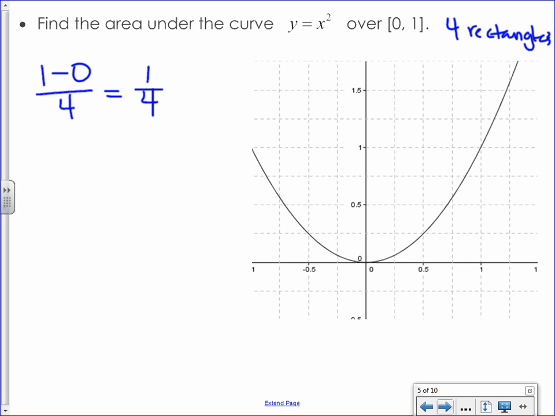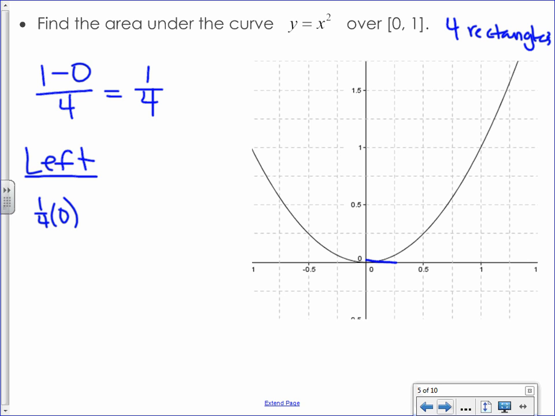Okay. Let's go ahead and do a left endpoint approximation. So if we're talking about a left endpoint approximation, then the very first number in our interval, that's what we're going to plug in to get our height, right? So what's the height of our first rectangle? 0. Our first rectangle has height 0.